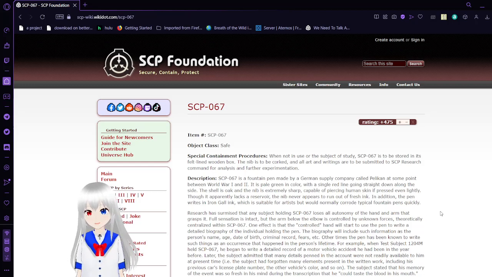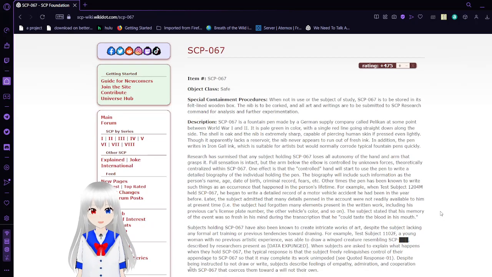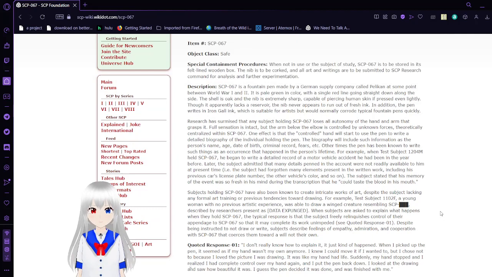Starting off, we have SCP-67, the Artist's Pen. Item number: SCP-67. Object class: Safe. Special containment procedures: when not in use or the subject of study, SCP-67 is stored in its outlined wooden box. The nib is to be corked, and all art and writings are to be submitted to SCP Research Command for analysis and further experimentation.